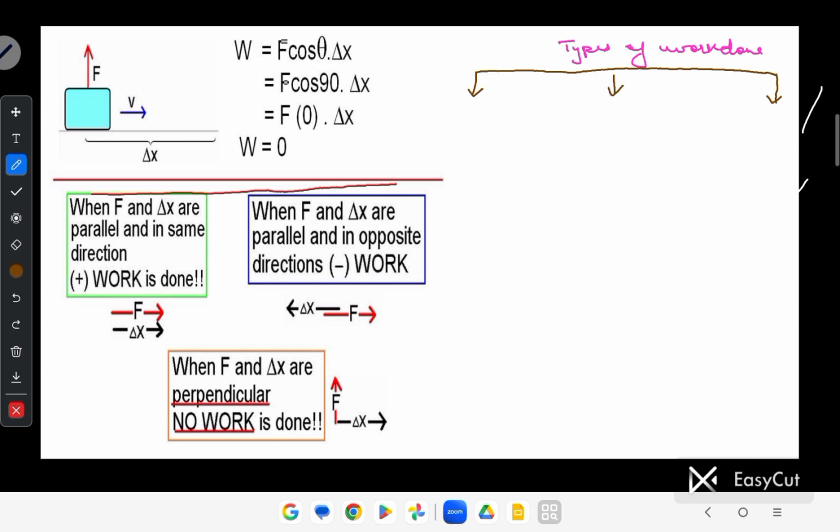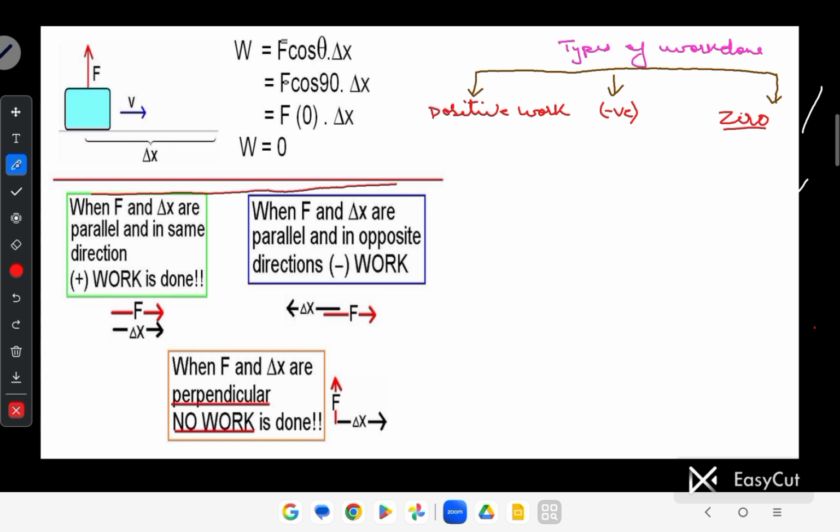One is positive work done. Second is negative work. I'm just writing it in short. Negative work, and here it should be zero work. Let's talk about how it is positive and how it is negative. So quickly we can say a few things.